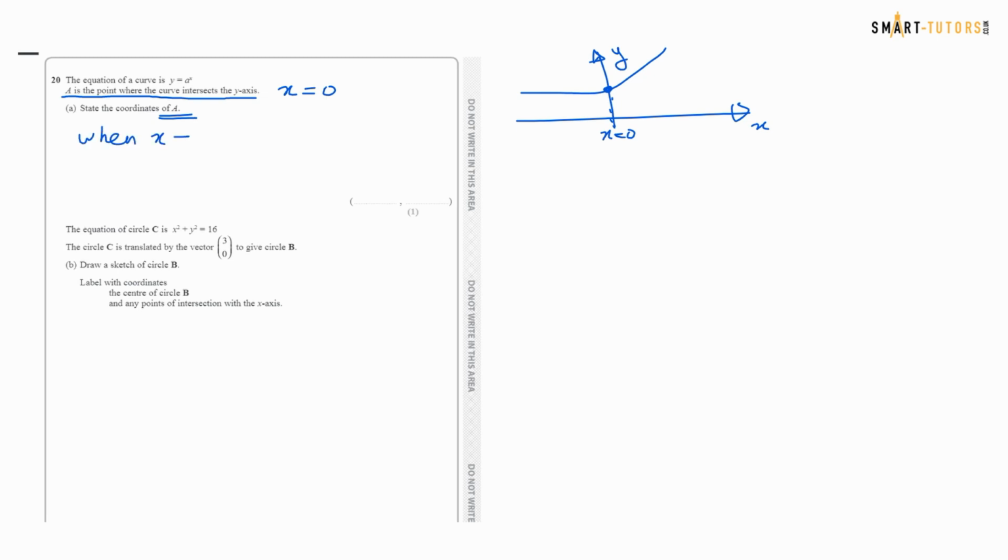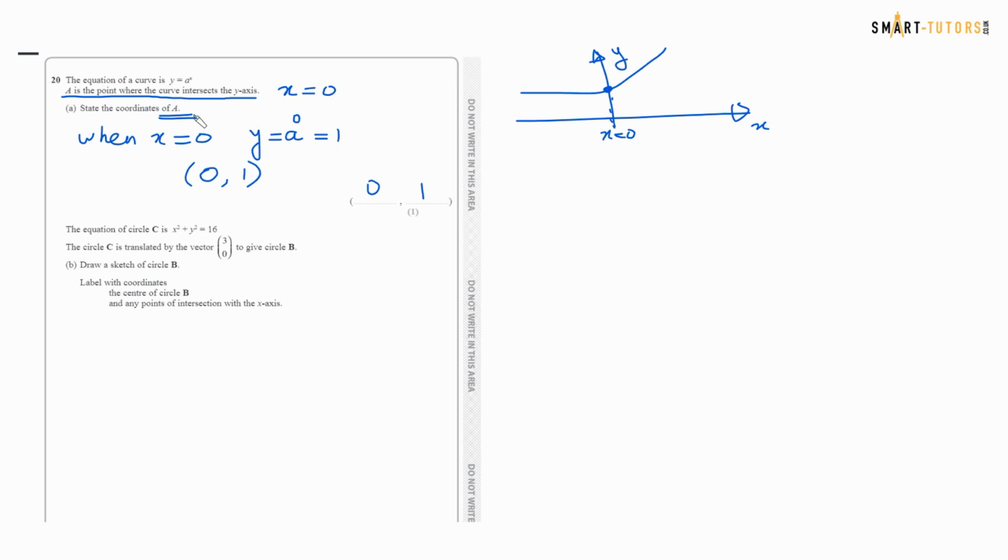So when x equals 0, y equals a to the power 0, because anything to the power 0 is 1. So the x-coordinate is 0 and the y-coordinate is 1. So you got 1 mark for that. 0, 1 is the answer for part A.